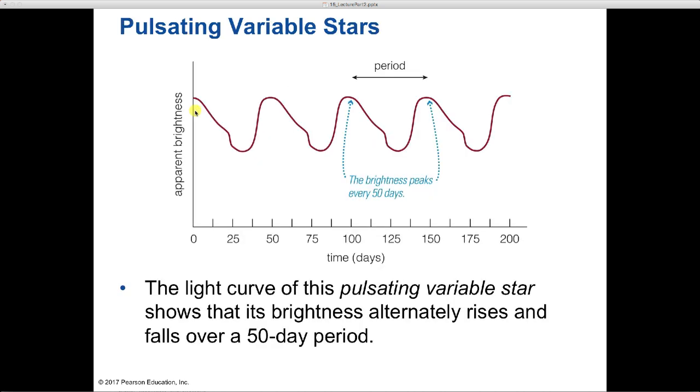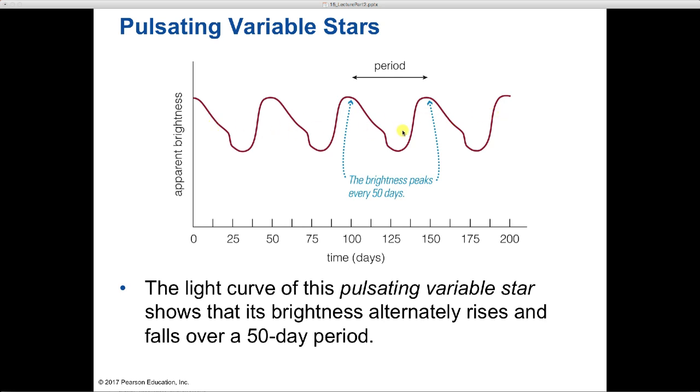So when you look at a star and you measure its brightness, you can get a graph such as this. This would be the apparent brightness. You're simply looking at the star in the sky through a telescope, maybe. How bright does it appear to be? And you see that as time goes on, the brightness goes down, and then it goes up, and then it goes down, and then it goes up. You see a very regular pattern occurring.